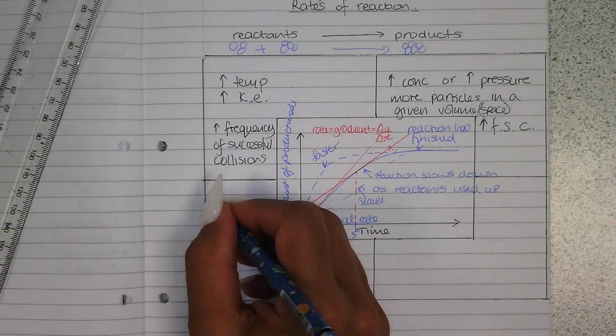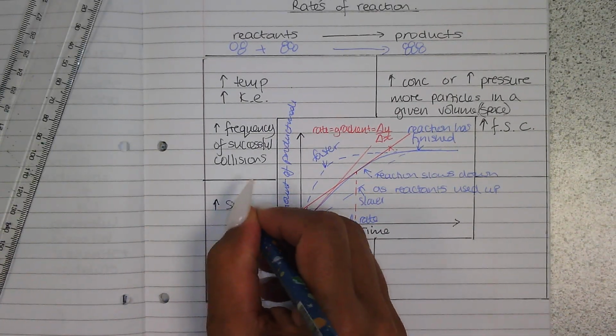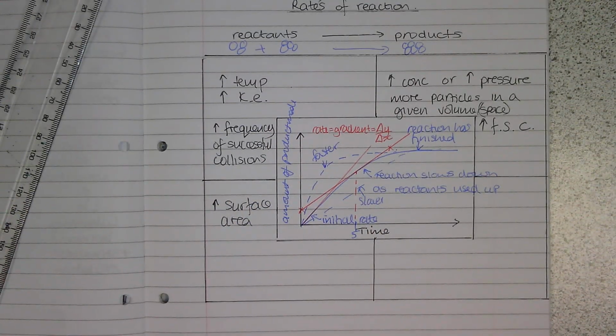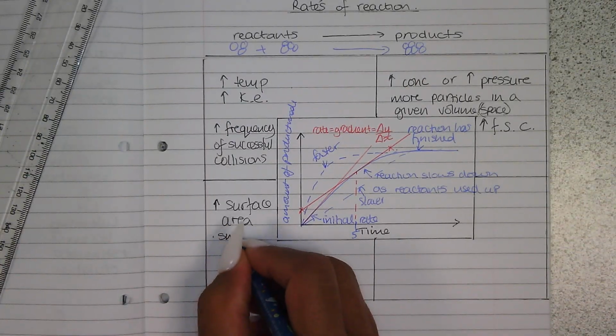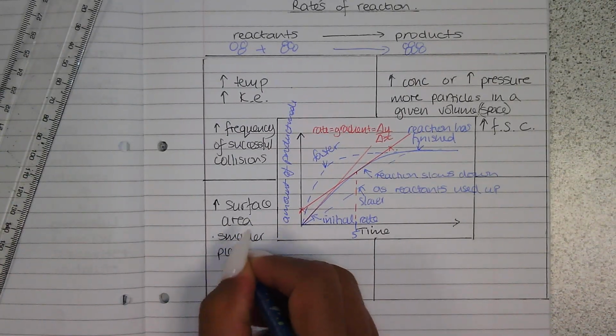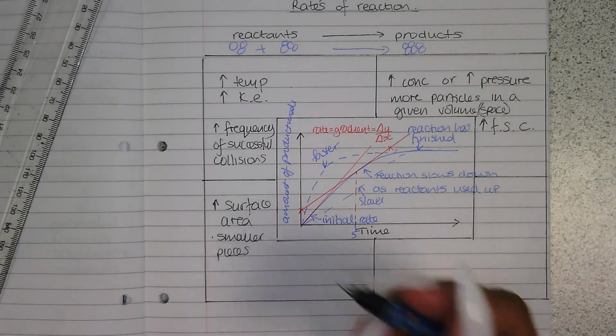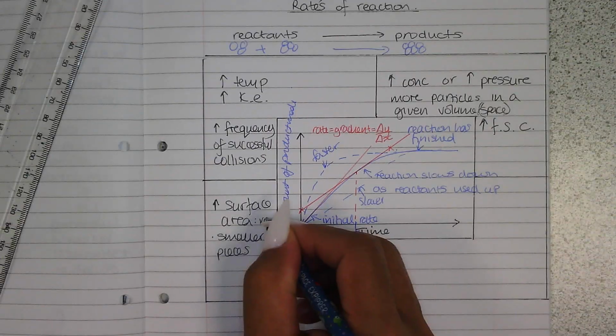The third way, we can increase the surface area. When we increase the surface area, the pieces that we are using become smaller. Okay, the pieces become smaller. So we could turn one of the reactants into like a fine powder, make the pieces smaller, increase the surface area. Increasing the surface area to volume ratio.